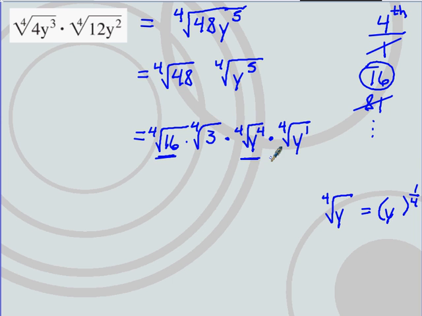Now let's clean it up. Fourth root of 16 is 2. The fourth root of y to the fourth is y. I don't know this, and I don't know this.